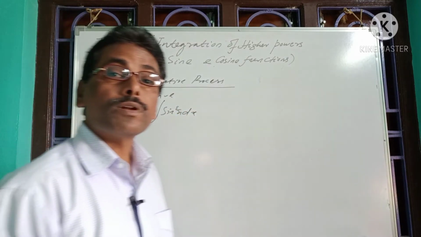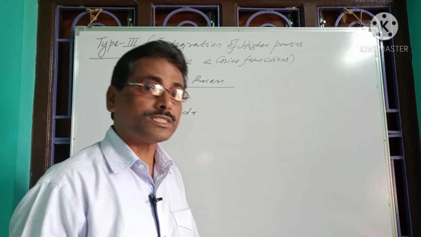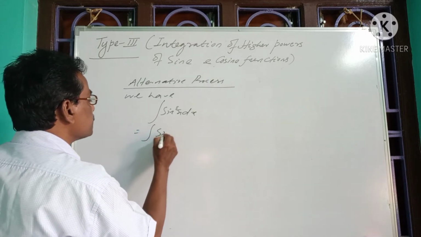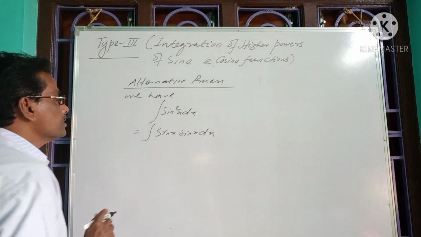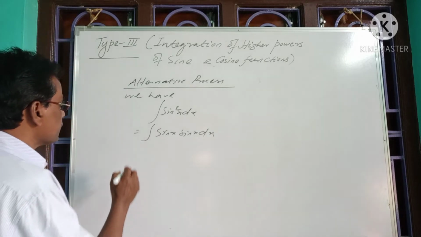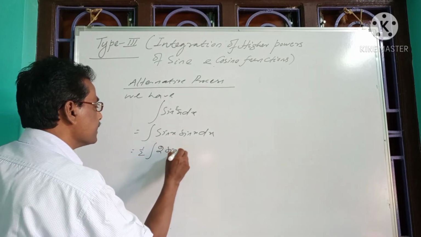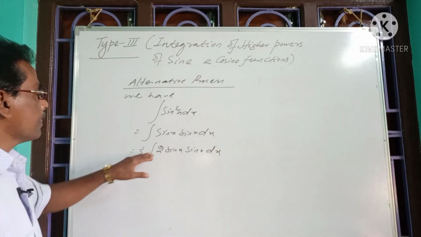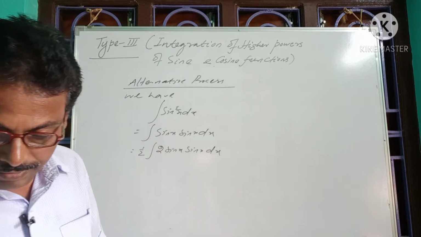In type 1, we have already seen how to integrate sin mx into sin nx, so we may apply that process. We may write sin square x as sin x into sin x with respect to x. So it is in the form of sin mx into sin nx. Now multiplying by half and 2, we can write half into the integration of 2 sin x into sin x with respect to x. So it is in the form of 2 sin a into sin b.